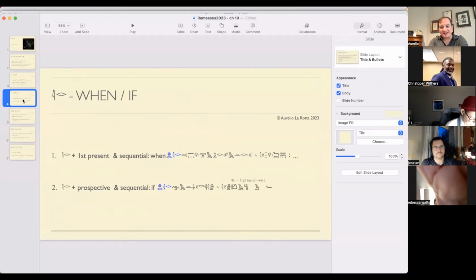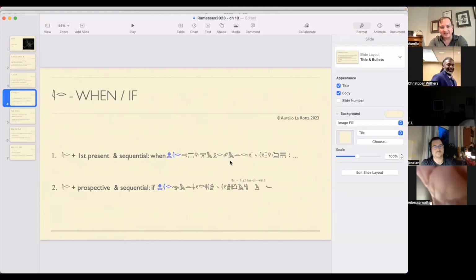Now you can use the same thing also to apply to entire sentences. And then it gets the meaning of when or of if. Which of the two it is depends on what comes after the and also what comes afterwards. Very often afterwards is basically like the you plus first present, which you've seen before for narratives. Neveu calls it a sequential.